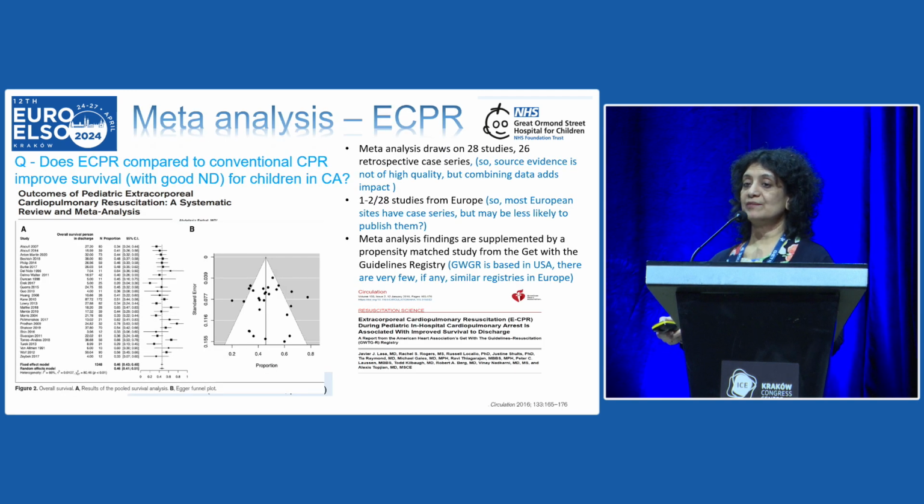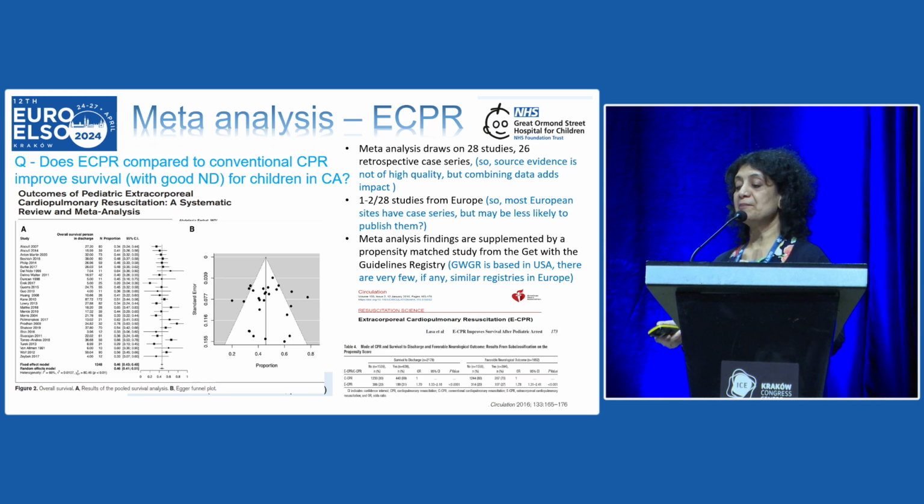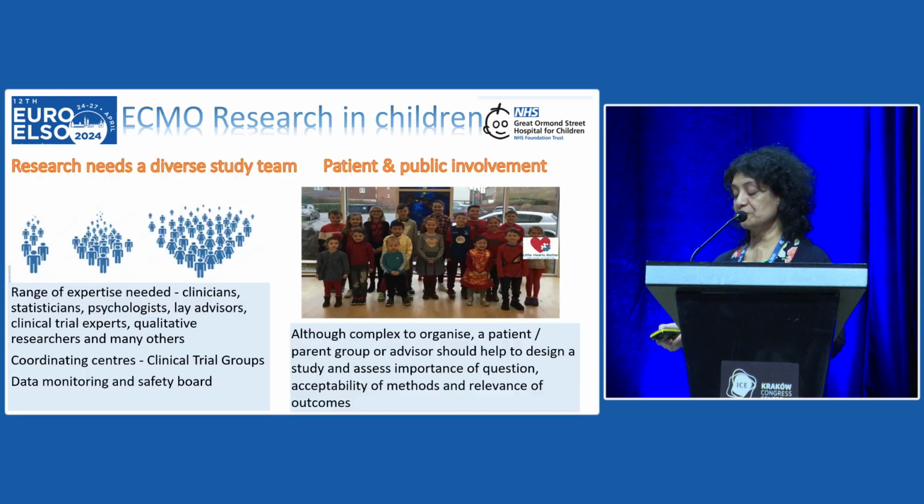We know that we have to use meta-analysis as a primary step in scoping for research. But if you look at meta-analyses, this is an example I've picked: does eCPR compared to conventional CPR improve outcome? You can see that it draws on 28 studies, 26 of which are retrospective case series. Many of them are not from Europe, and they're usually supplemented with propensity matching, which comes from large registries like the Get With The Guidelines registry, which is based in the US. So it does show an improvement in survival, but we need to know about the neurological outcomes.